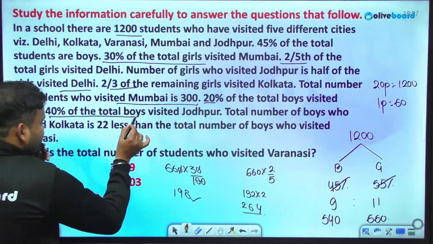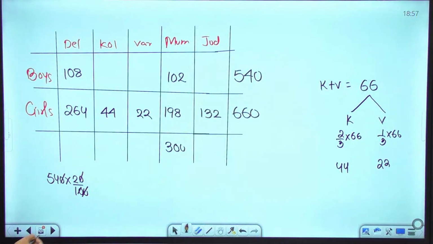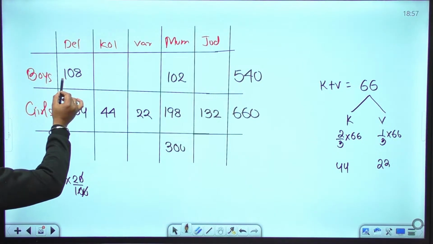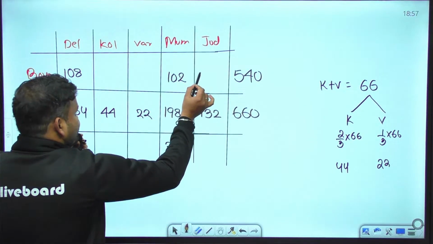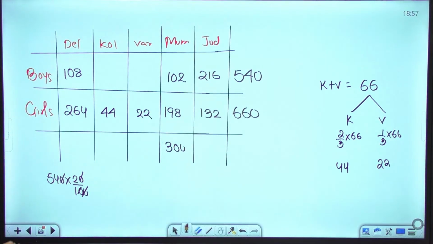Then comes what? This is covered. 40% of the total boys visited Jodhpur. This was 20%. So double of this will be 40%. That is 216. Clear? We have 216 over here.